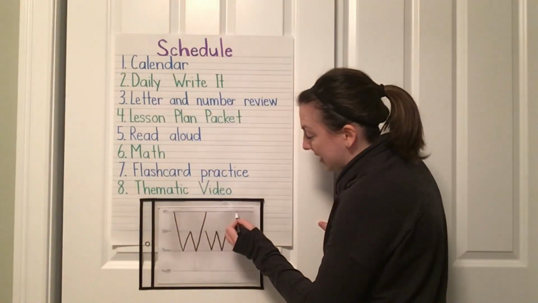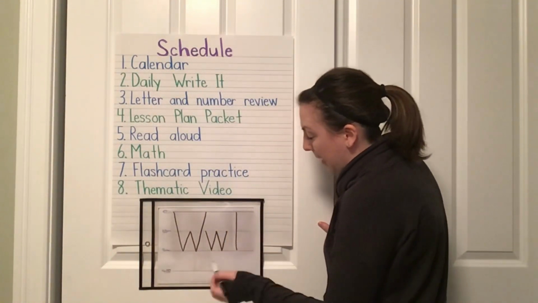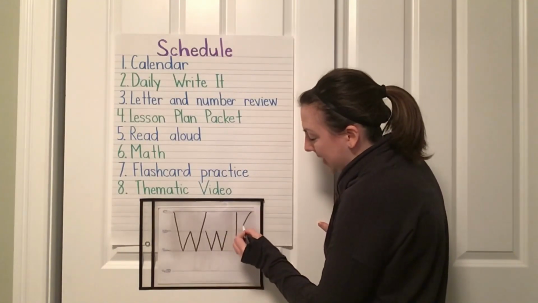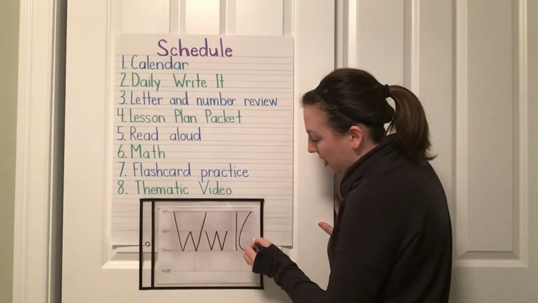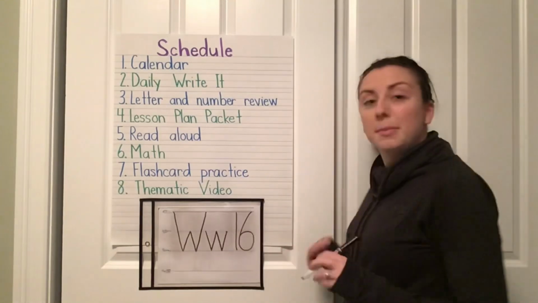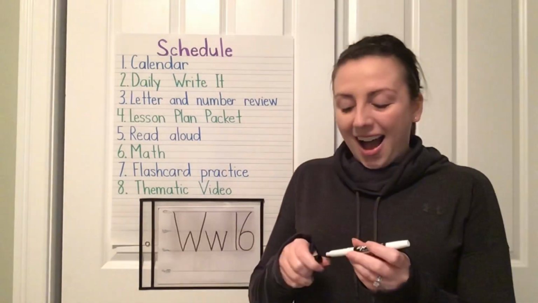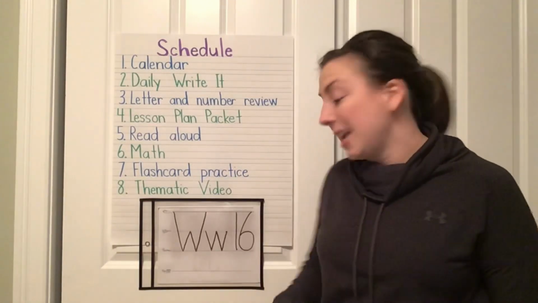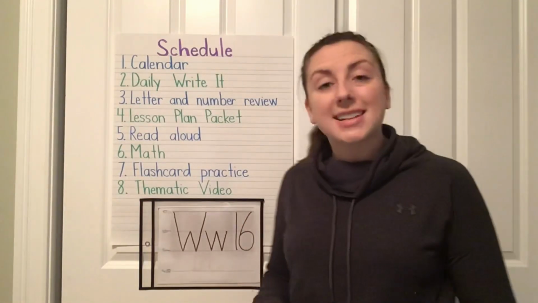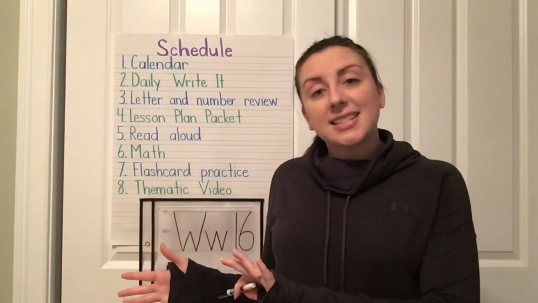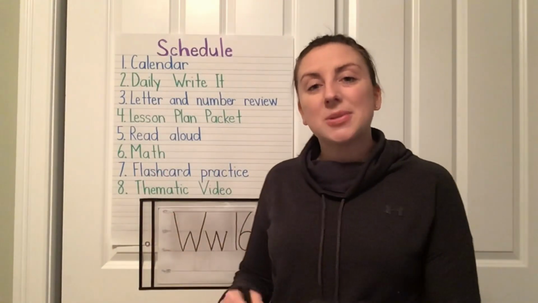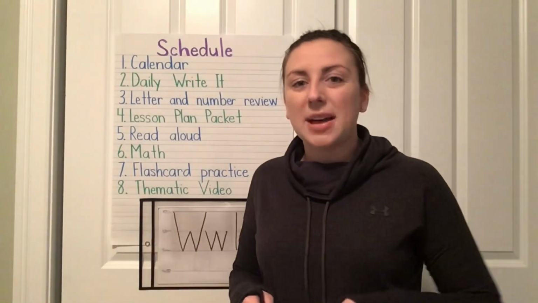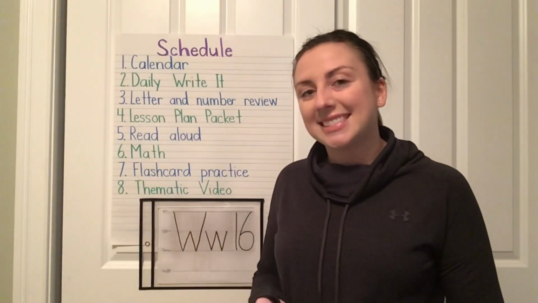So my 1 has to come first. My 6 slides back, and then it curves up to the plane line. All right, make sure you're forming your letters and numbers correctly, using the lines correctly. Go ahead and make some uppercase W's, lowercase w's, and 16s. Go ahead and pause the video now.